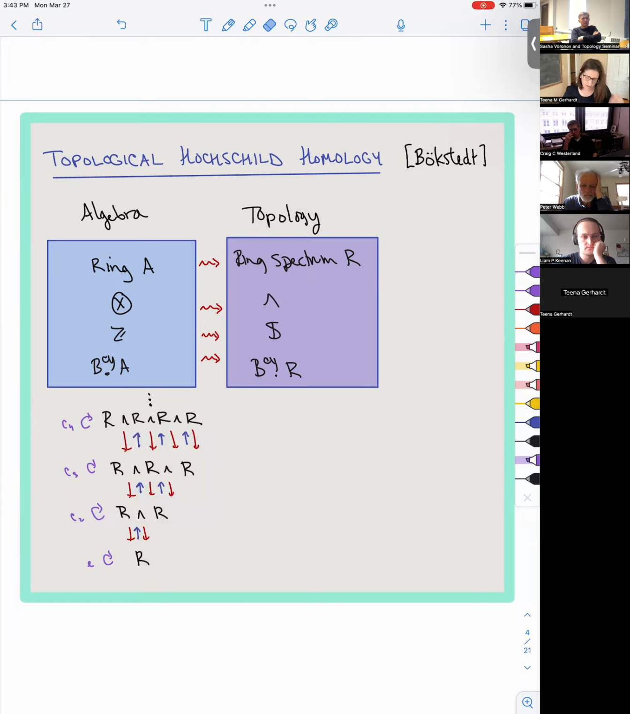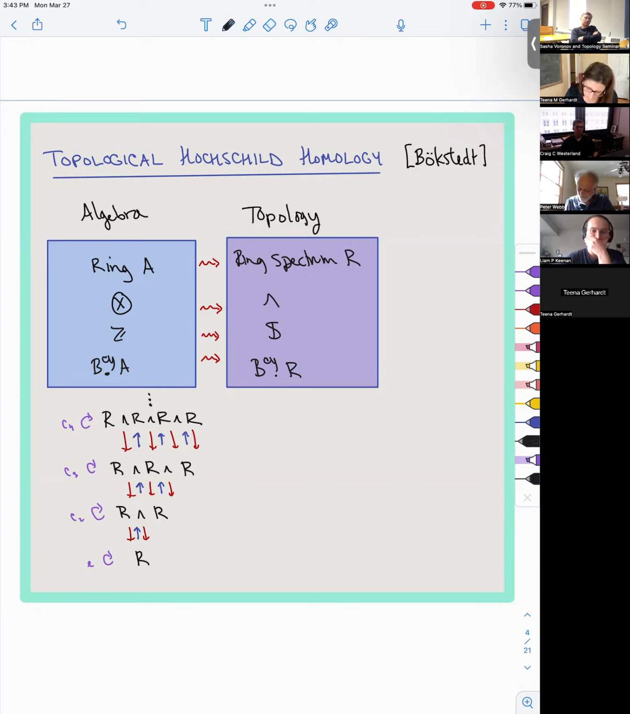And so what will that look like? Well, the picture will be similar, right? We have at each simplicial level, q plus 1 smash copies of R, face and degeneracy maps. And again, we have this cyclic operator that brings the last factor to the front.